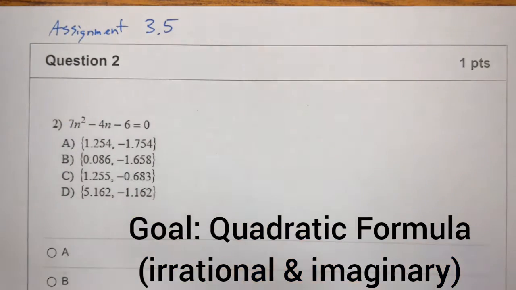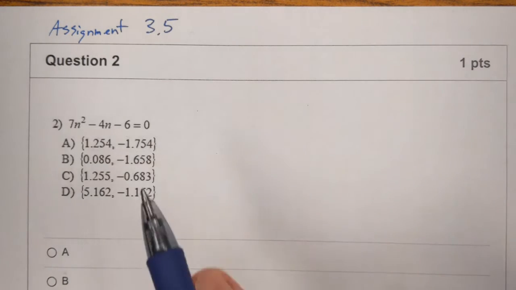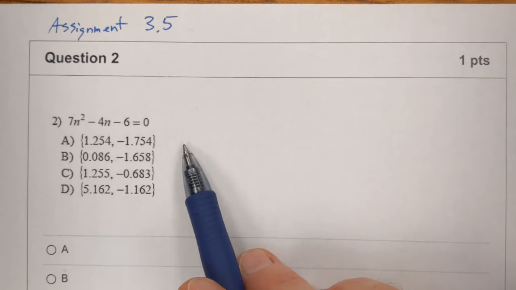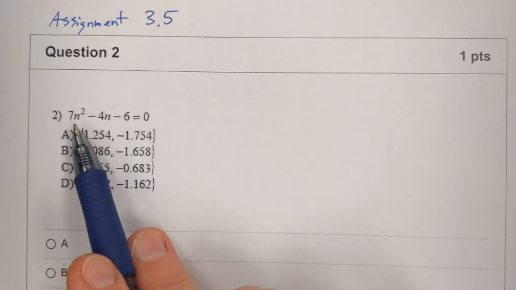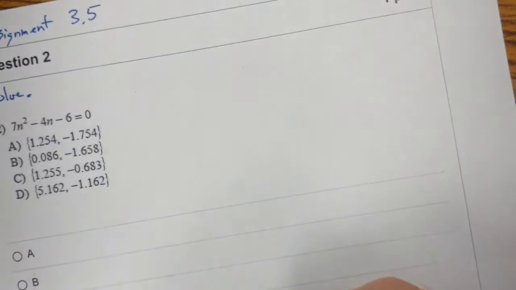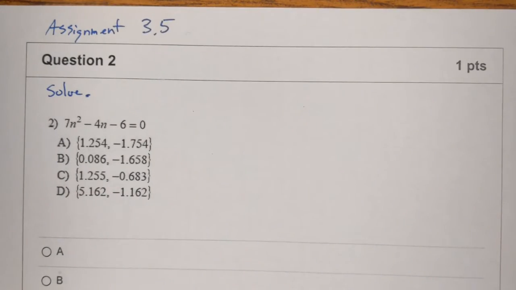Welcome back. This is assignment 3.5, and we're going to just do our examples directly off of your homework assignment. We're going to take our questions directly from your assignment. So let's look at question 2. Here we have this quadratic equation, 7n squared minus 4n minus 6 equals 0. You can't see the original directions, but here we want to solve using the quadratic formula. And yeah, let's use our quadratic formula.